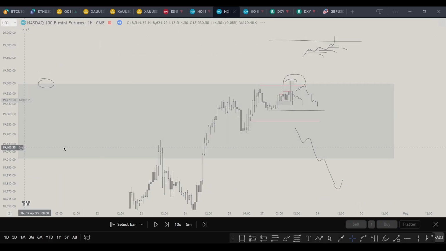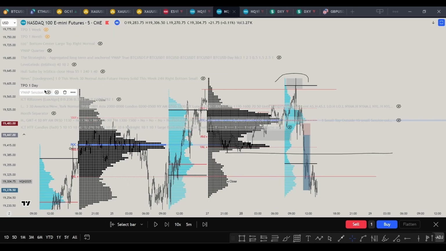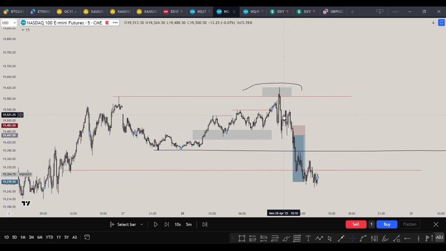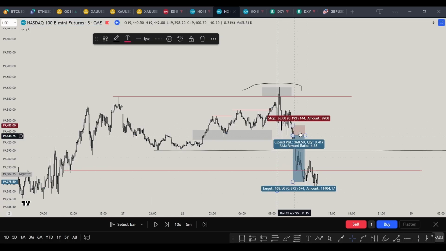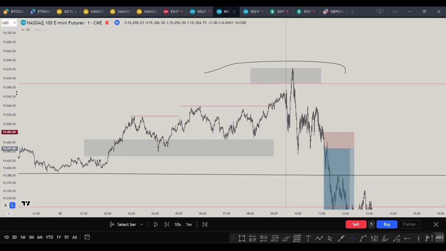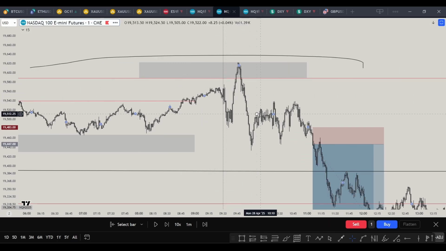So if I shift to the lower time frame, here was the previous day value area low. You can see I targeted that only, and here is the 9:30 time market open. I shifted to the 1 minute time frame because I took the trade on that time frame only. So you can see this was the fake out here.